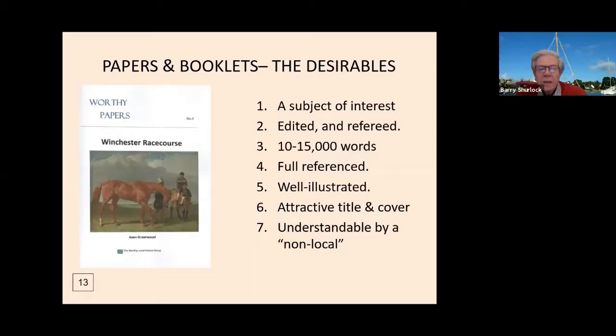Many of the points here are similar to journals. I suggest that they are refereed, they're read by somebody else. They're properly referenced or illustrated, and go for an attractive title and cover. And then just a final point there, which I put in, we often write about our locality without having to explain where things are or what they are or who they are. But I think with a paper you can expect a bigger audience, and so therefore be sure that you explain what would be obvious to a local person so that people know what you're talking about.